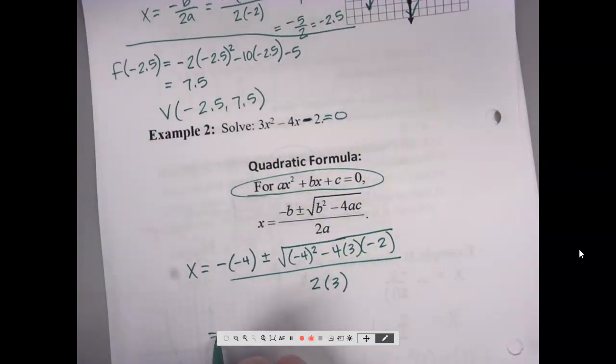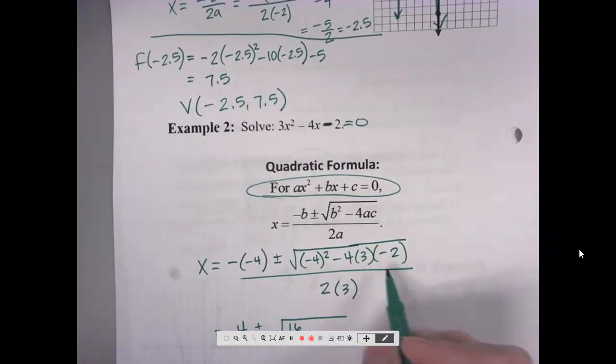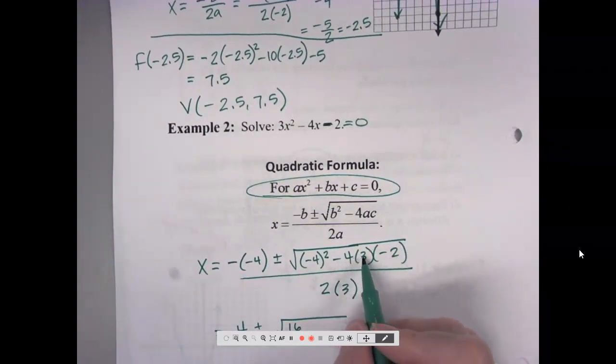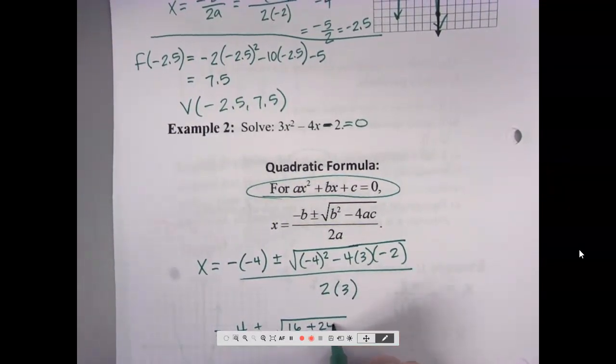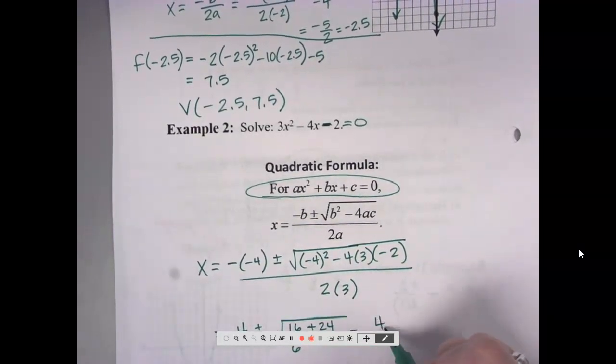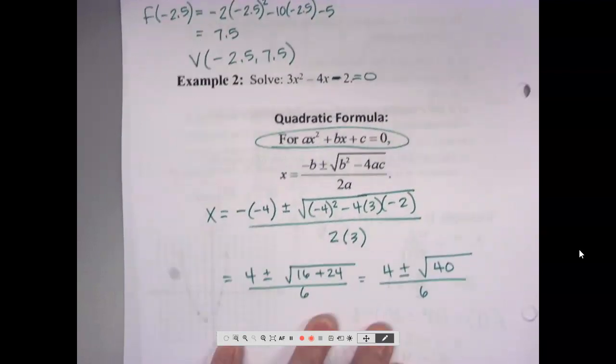Okay, so let's see what we get. We get a +4 there. I get a 16. Negative times negative is positive. 12 times 2 is 24 over 6. Okay, 4 plus or minus the square root of 40 over 6.